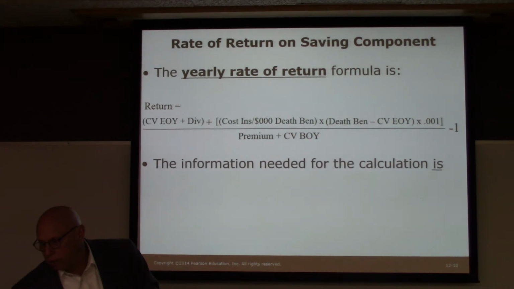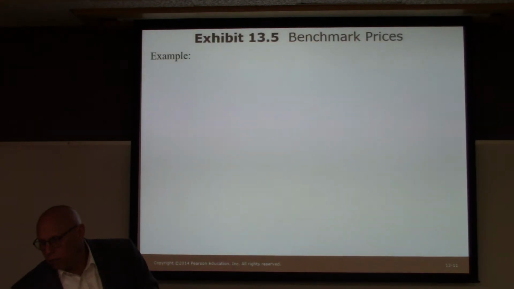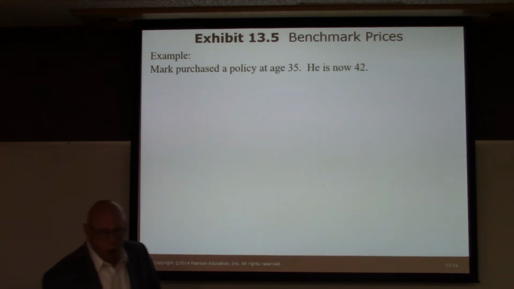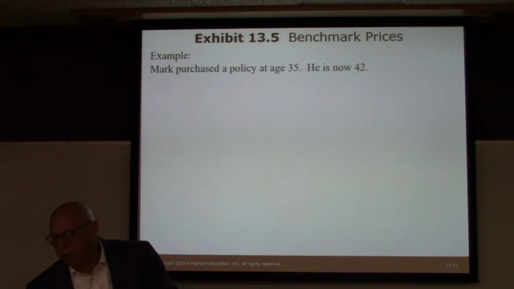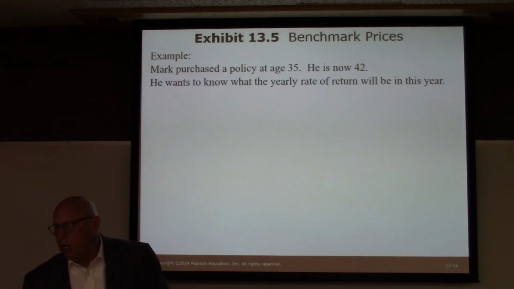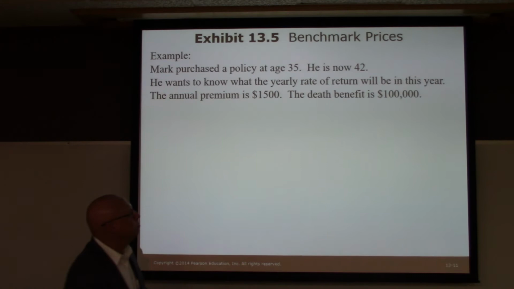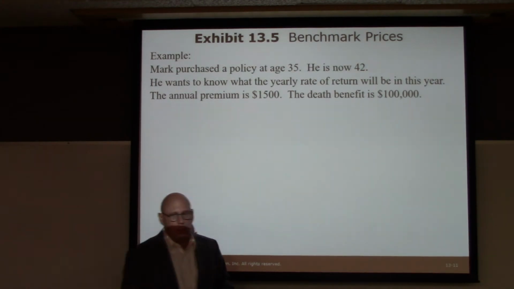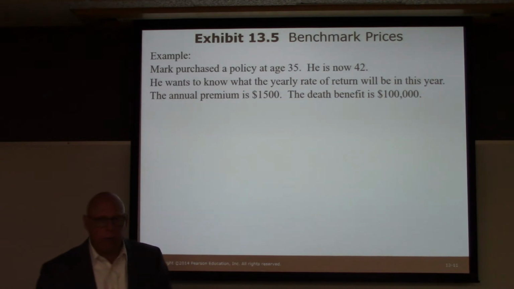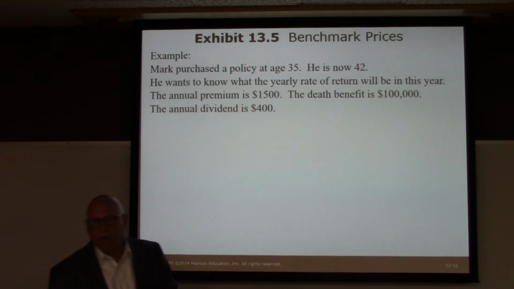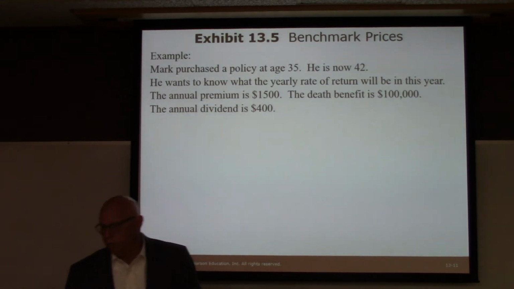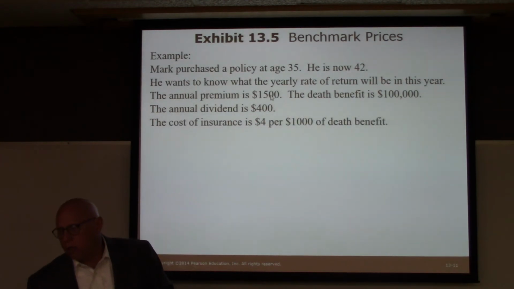All right, let's look at this. Example. Mark purchased a policy at age 35. He is now 42, so 7 years have gone by. He wants to know what the yearly rate of return will be in year 8. Okay. So the annual premium is $1,500, and the death benefit on the policy is $100,000. The annual dividend is $400. The cost of insurance is $4 per $1,000 of death benefit.